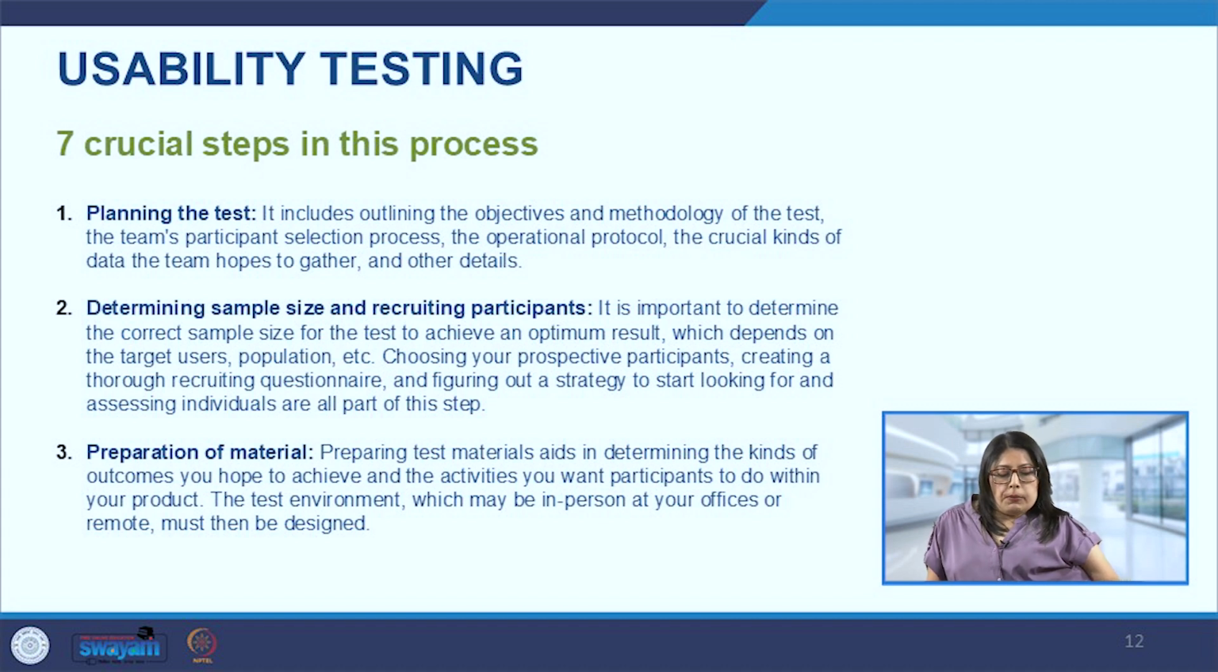So the next stage is the preparation of material. Here we will be preparing the test material which will help us determine the kind of outcomes that we are expecting or hoping for from the experiments or tests that we are going to conduct. And then the test environment: we have to decide whether we will conduct it in person or through online mode. All of those things have to be designed.